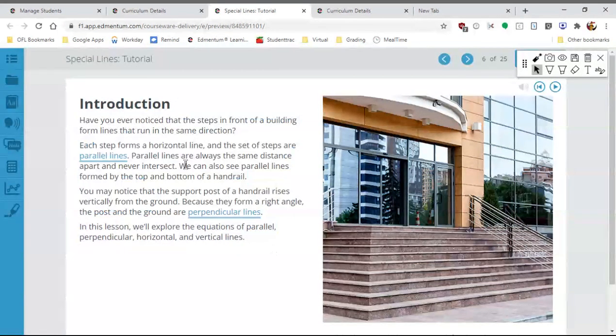All right, so let's talk about this. When we're doing the introduction here, we're going to be talking about each step as parallel lines, right? So every step is parallel to the other. The going up part, so the post, is perpendicular to the ground. So this handrail is perpendicular to the ground. Every rail you can think of as parallel as well. So we're going to be learning about parallel and perpendicular lines.